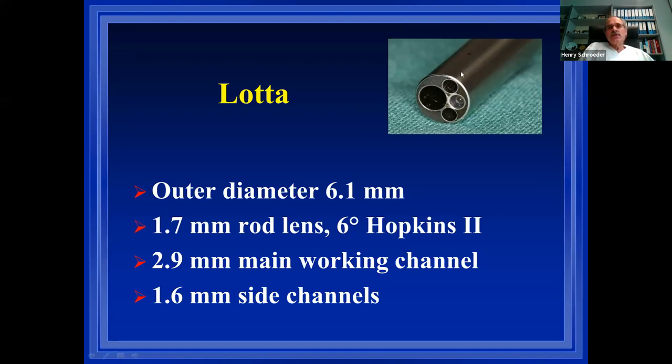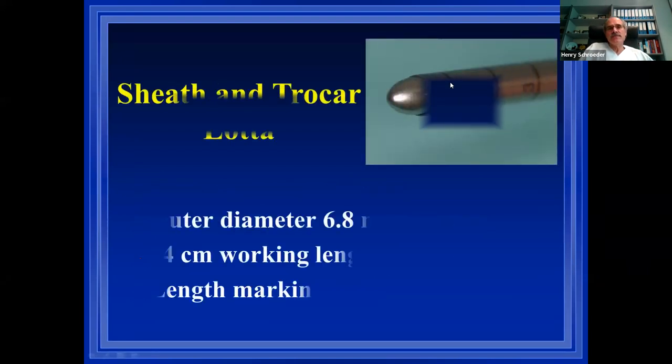So the Lotta ventriculoscope has an outer diameter of 6.1 millimeter. And what is most important for me is it has a large working channel of 2.9 millimeter. And that is very important if you deal with colloid cysts and with larger tumors. And then we have two irrigation channels, inflow, outflow. Also, you can use the side channel to have a second instrument.